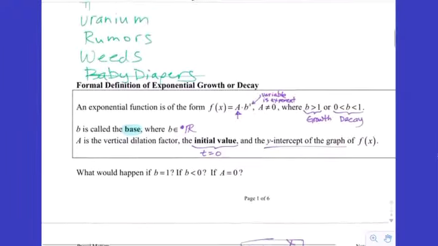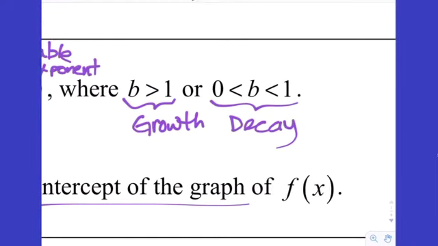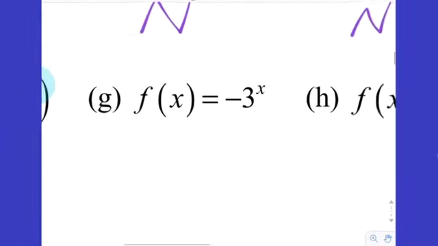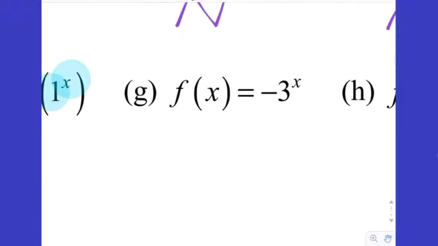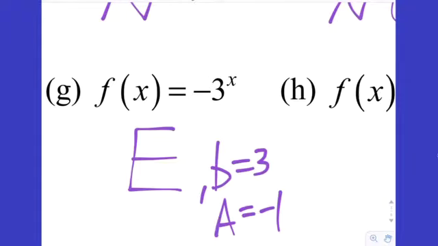Remember, your base has to be strictly greater than 1 or between 0 and 1. It can't be 0, can't be 1, can't be negative. Is this one exponential then? It is exponential. What's the base? 3. What's the a value? -1. Very good. If you wanted the base to be -3, guess what you'd have to have there?